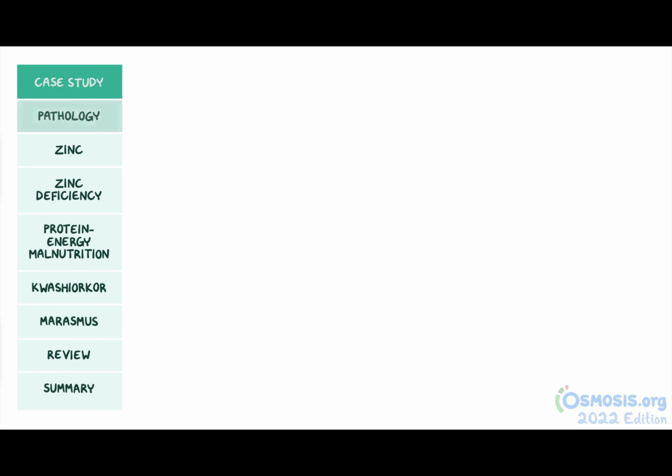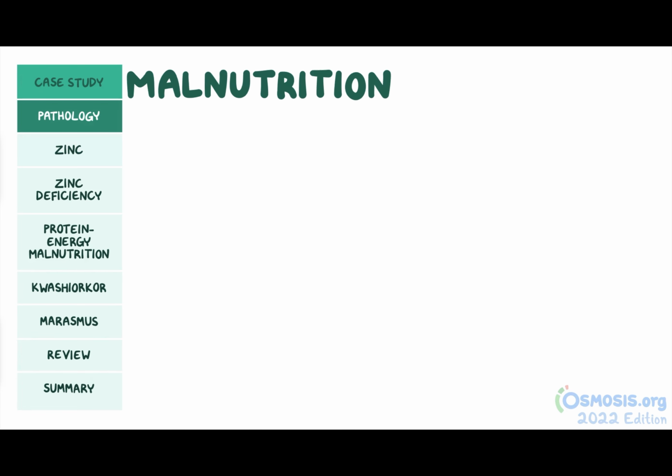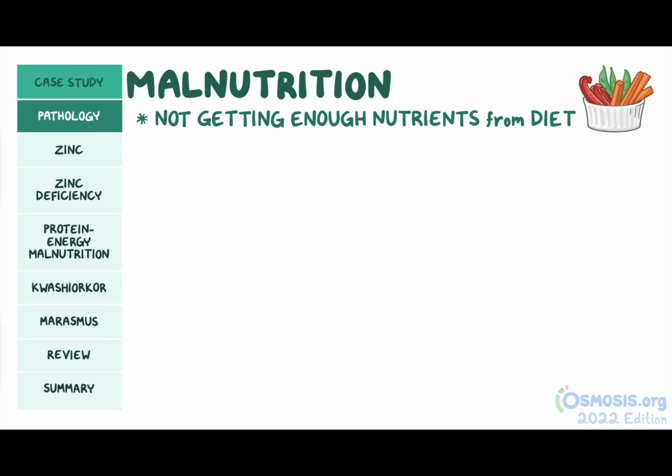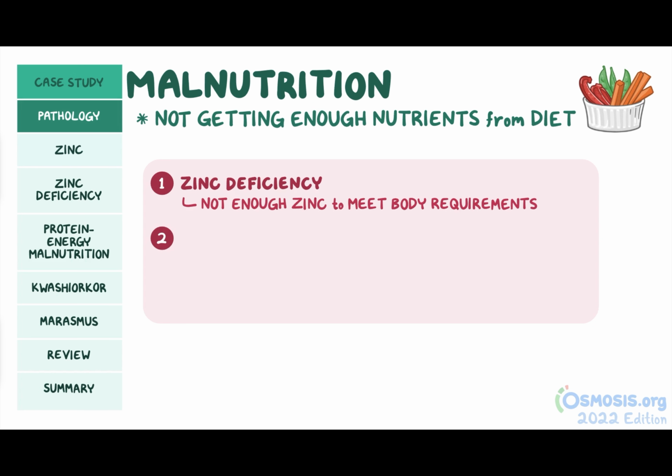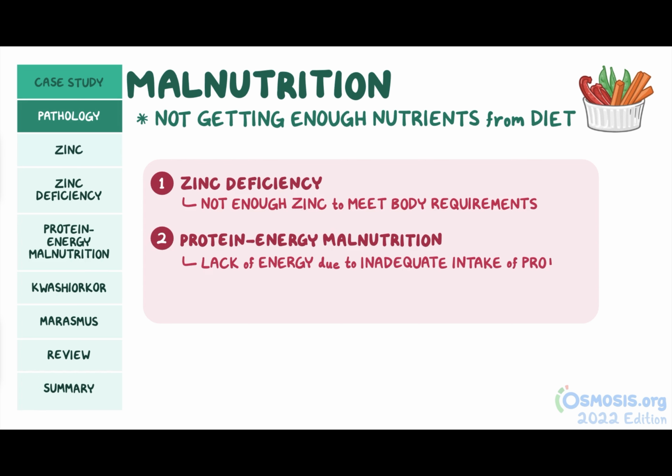Based on histology and initial presentation, Ade seems to have some form of malnutrition, which results from not getting enough nutrients from the diet. For your exams, two important conditions associated with malnutrition include zinc deficiency, meaning there's not enough zinc to meet the body requirements, as well as protein energy malnutrition, which refers to a lack of energy due to an inadequate intake of protein or total calories, and it has two major forms, kwashiorkor and marasmus.